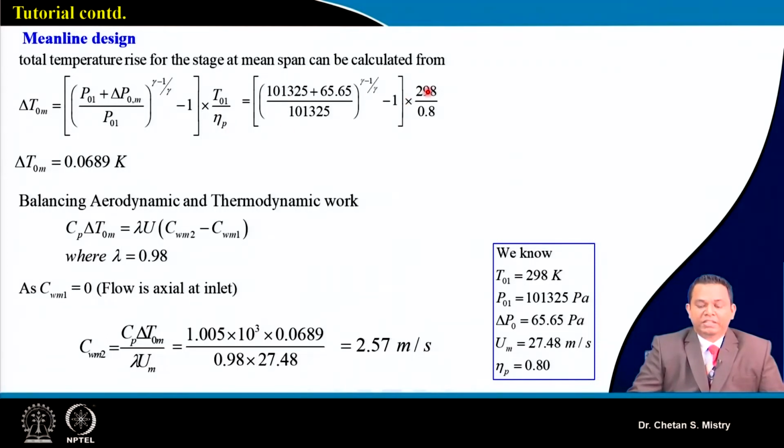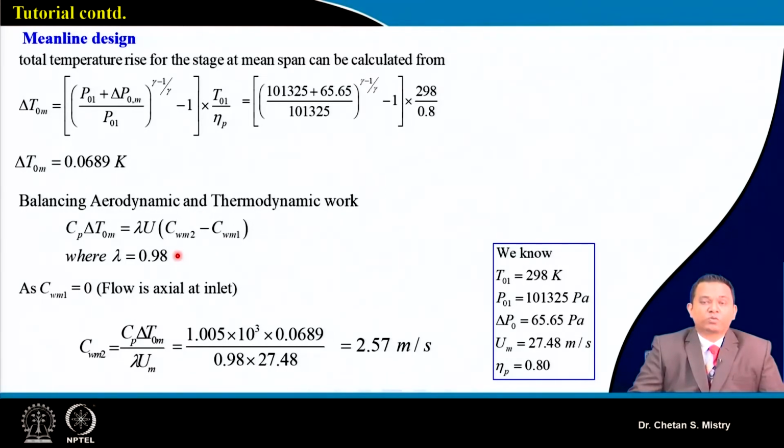So if you take this as 80%, my delta T0 is coming 0.0689 Kelvin. That is a small total pressure rise, what we are expecting, because the pressure rise we are expecting is also low. Once this is known to us, we compare our aerodynamic work and thermodynamic work to be the same. So we can write Cp delta T0 equals U into Cw2 minus Cw1.